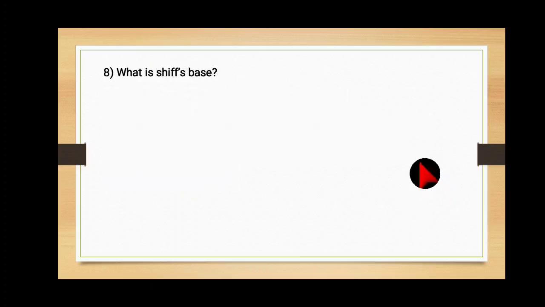Now question number 8. What is Schiff's base? An aromatic aldehyde reacts with a primary amine. For the aromatic aldehyde, we can take benzaldehyde. A primary amine means an alkyl group attached to NH2. That is called a primary amine.